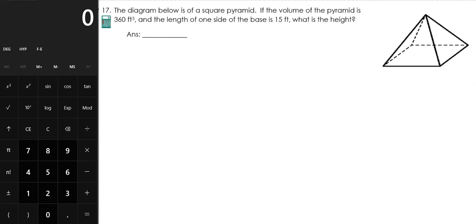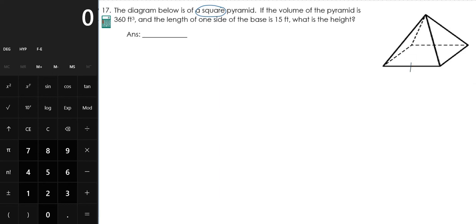Page 4, number 17. The diagram below is of a square pyramid. Now, when they tell you a word before the word pyramid, they're telling you the shape of the base. So the fact that they said this was a square pyramid means that this bottom base for your pyramid has all the side lengths the same size.